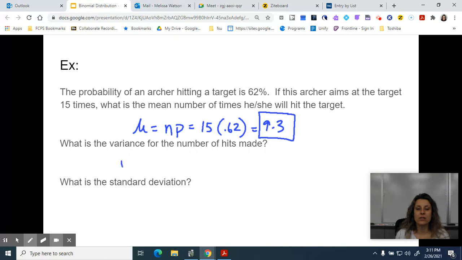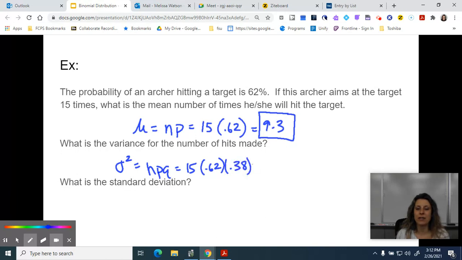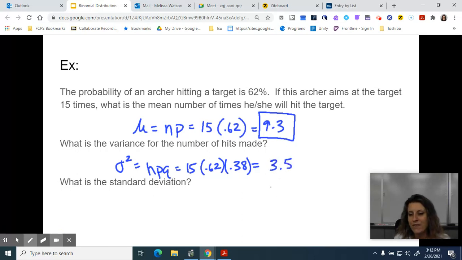Okay, the second question, what is the variance for the number of hits? So we're going to multiply n times p times q. So 15 times 0.62 times 0.38, which is the probability of a miss. Okay, let's go ahead and multiply that. And we get a variance of 3.53. I'm just going to round that to 3.5.